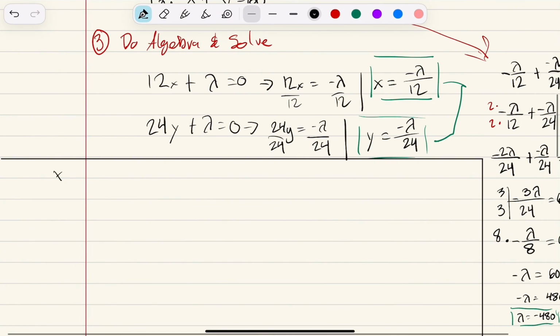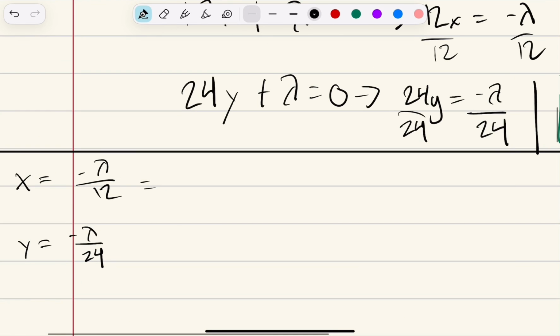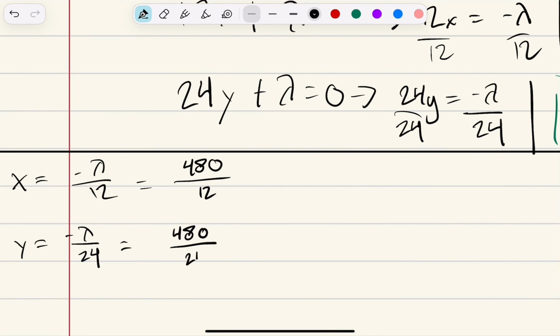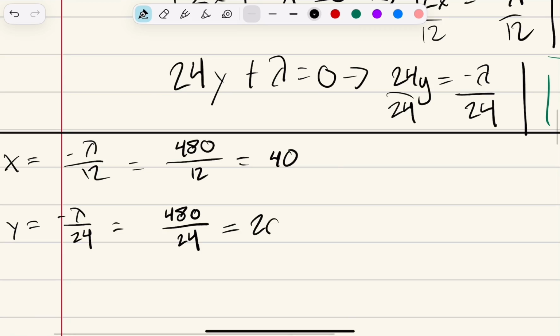Okay, so x equals negative lambda over 12. Y equals negative lambda over 24. And because this lambda is also negative, it cancels out, the negatives turn into a positive. We get 480 over 12, and we get 480 over 24. And then after plugging this into a calculator, we get 40. And from here, we get 20.